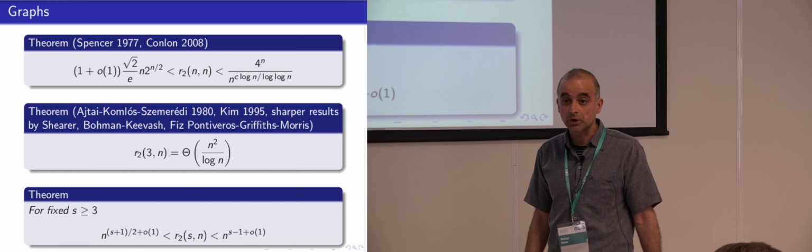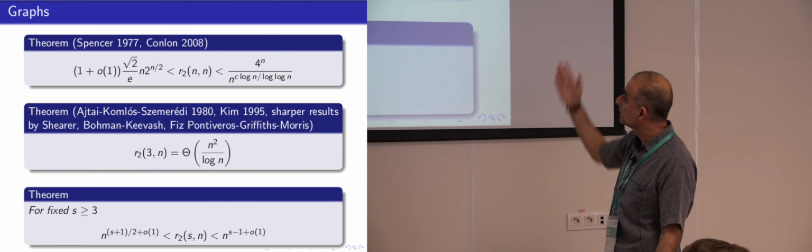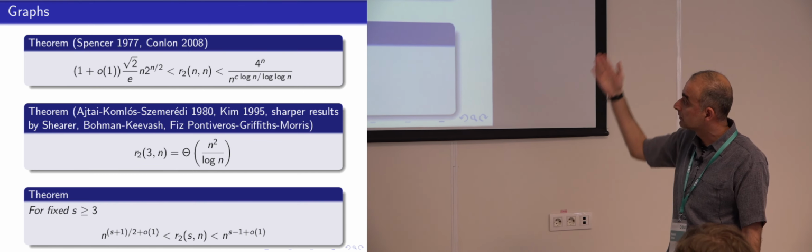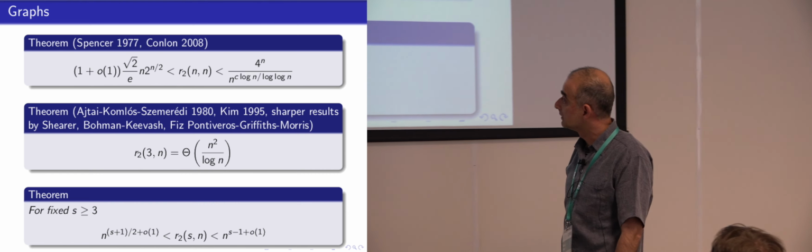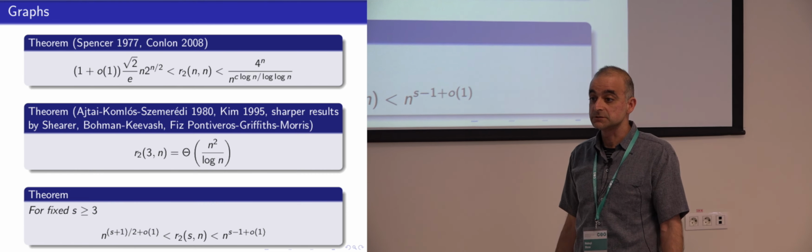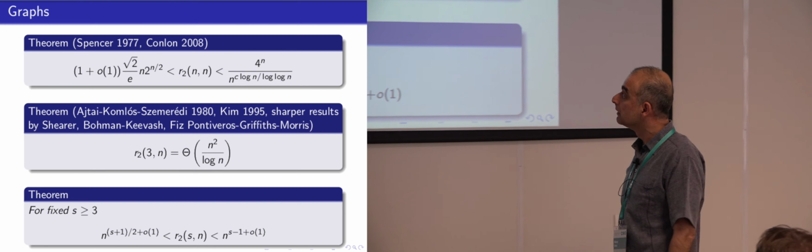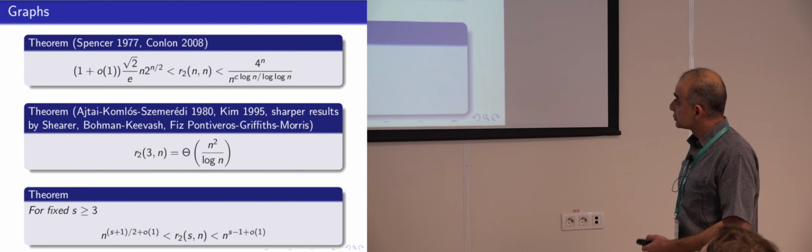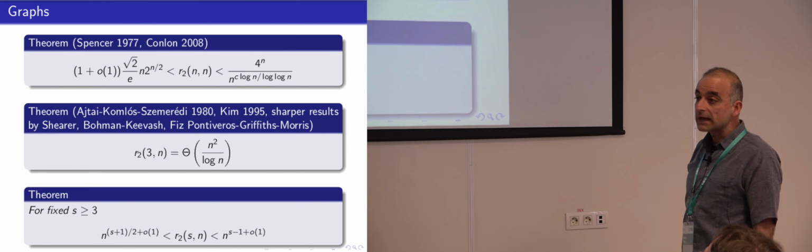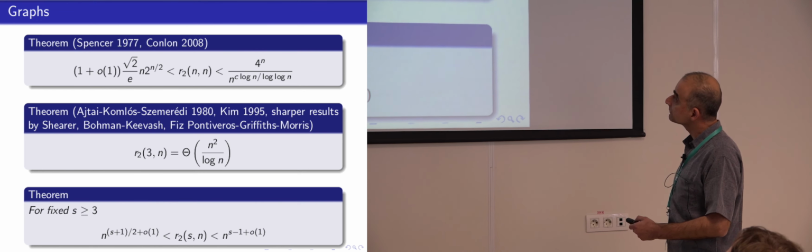It's one of the major open problems. So determining or improving the bounds on the top and on the bottom of this slide would be considered the main open problems in quantitative Ramsey theory for graphs. So that's the situation for graphs. Let me quickly describe the situation for hypergraphs.